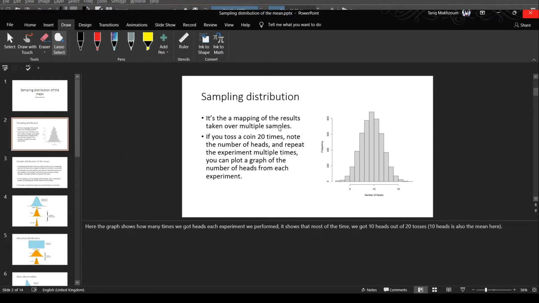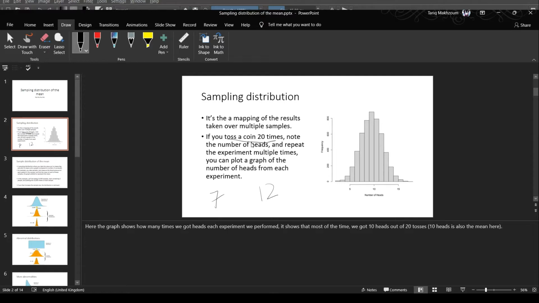I do not care. Alright, so sampling distribution is what happens when you map results. Sampling distribution is basically take a sample, right? So let's say you toss a coin 20 times. Now, of those 20 coin tosses, how many times did you get heads? Let's say the first time you got 7 heads. And then you do it a second time, so you toss a coin another 20 times. Let's say this time you get 12 heads, and so on.